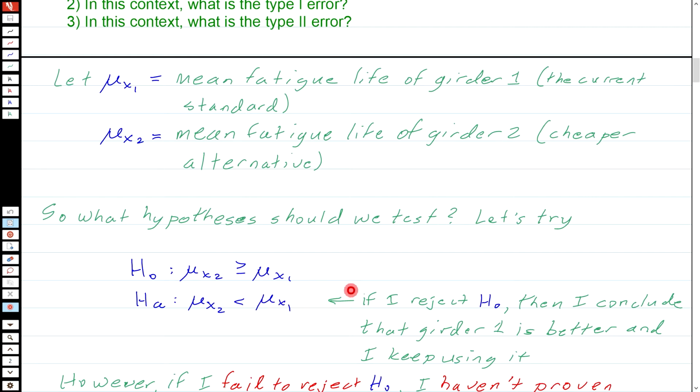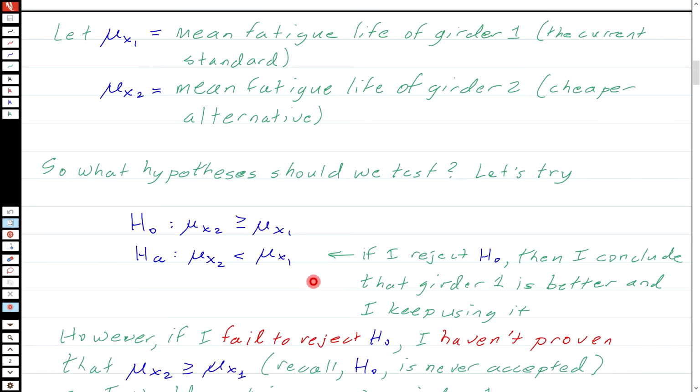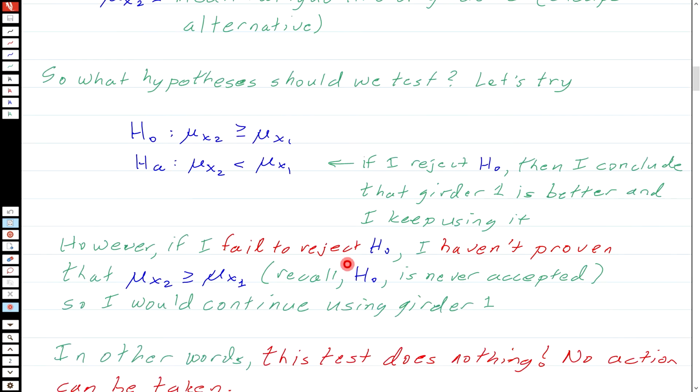But the problem is that if, for example, my X bar for girder 2 is bigger than for girder 1, then I will not be able to reject this, but I can never accept H naught. So even though it indicates this, the test doesn't prove this. So if I fail to reject H naught, I haven't proven that this is true, so I still have to use girder 1, because I still don't know whether x2 is bigger. Okay? So in other words, this test does nothing.